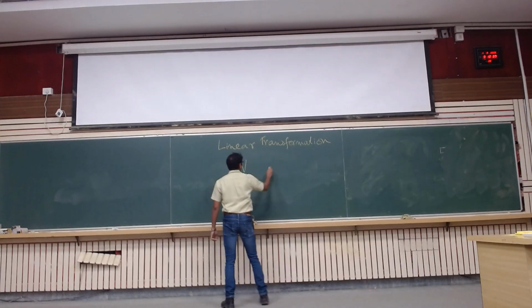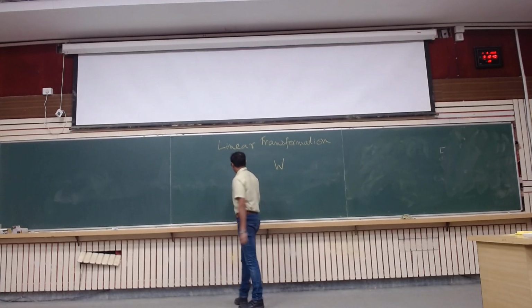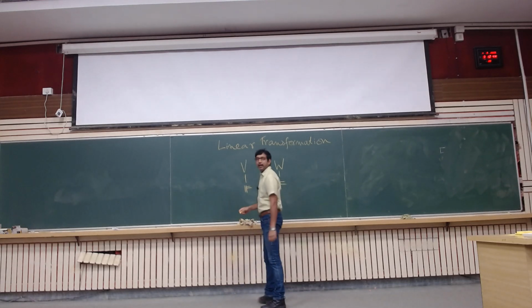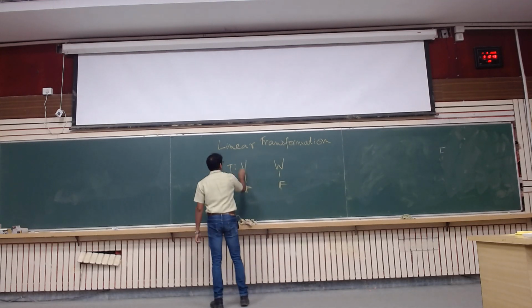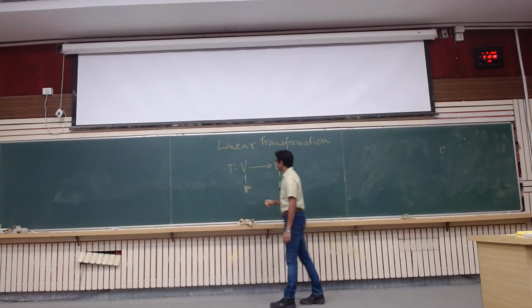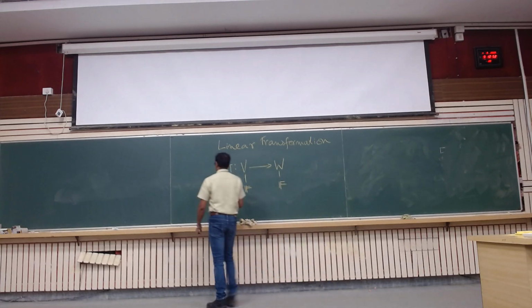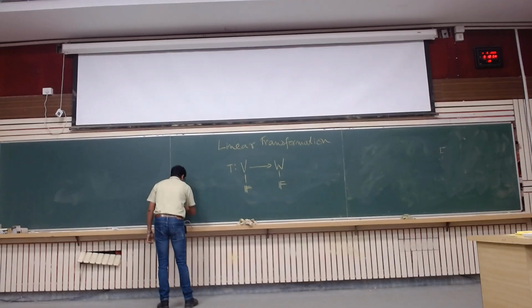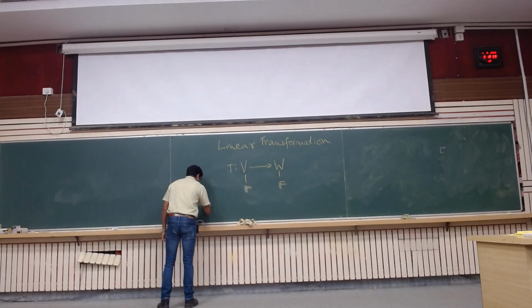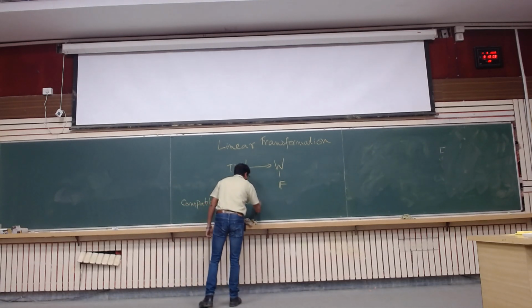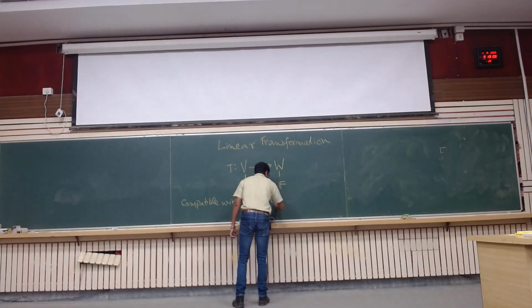So V and W, suppose both are vector spaces over some field F, and T is a map from V to W such that it is compatible with addition and scalar multiplication. In other words, it is compatible with linear combinations.